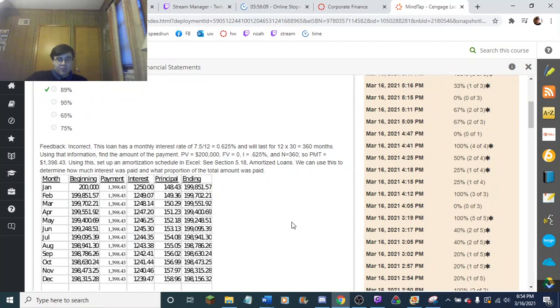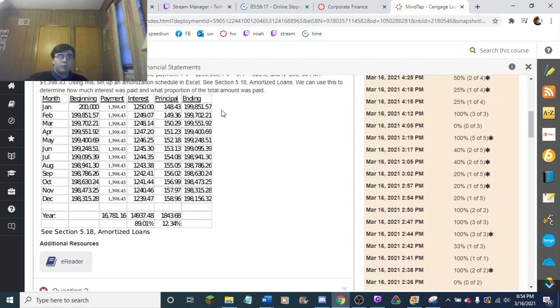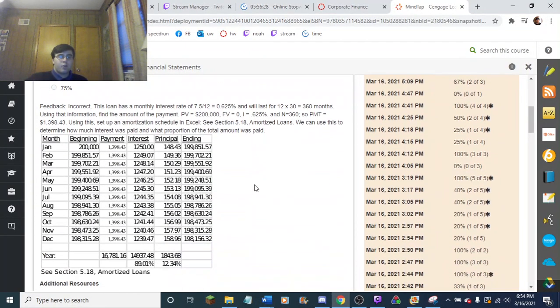So if this is the first payment, the balance for the first payment is $199,851.57. So what are they asking? What portion of them during the first year will go towards interest?